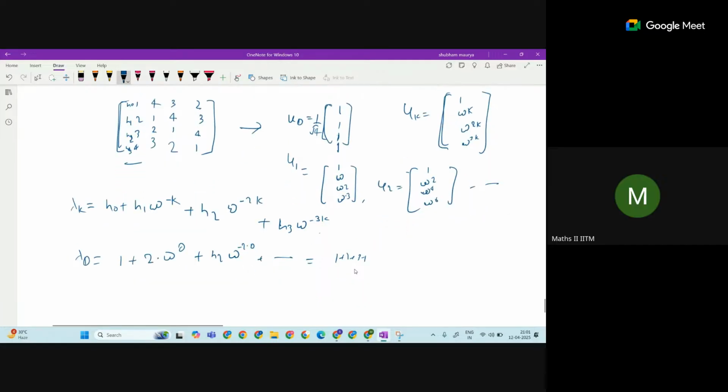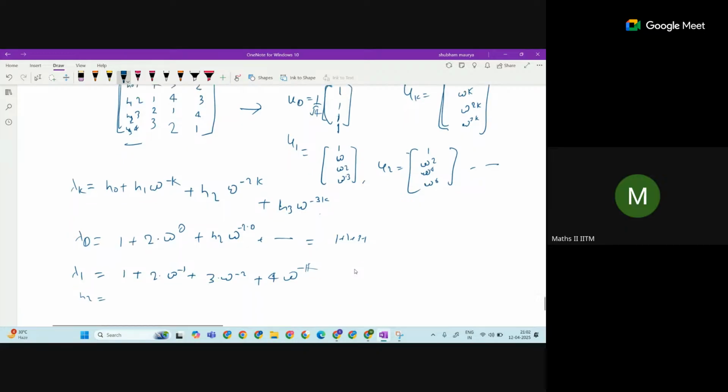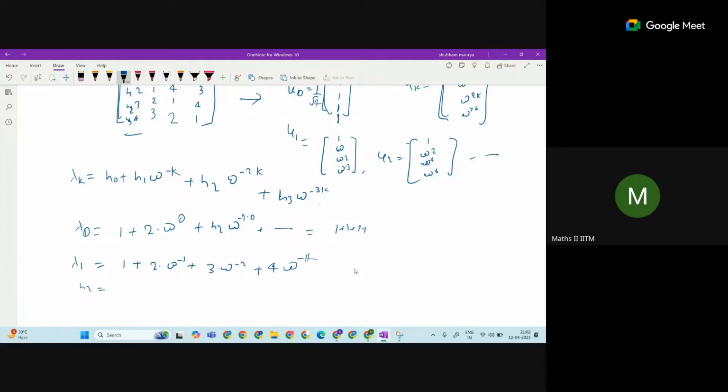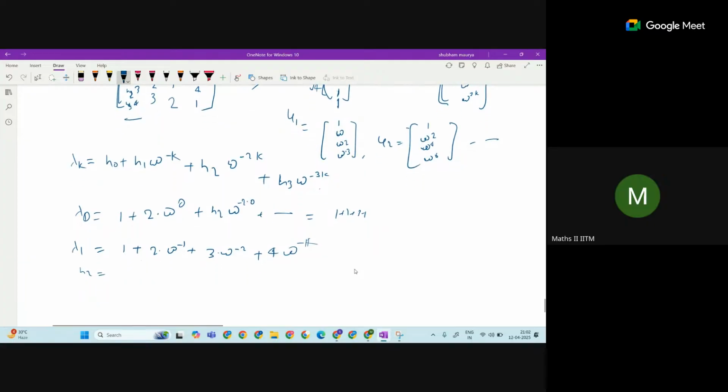Now next is lambda 1. Lambda 1 is 1 plus 2 into omega power minus 1 plus 3 into omega power minus 2 plus 4 into omega power minus 3. Similarly, for h2 there will be the same, so multiply whatever the formula is, exactly. Just remember the general case: replace k by 0, 1, 2, 3, and you will write the eigenvalues and eigenvectors easily.